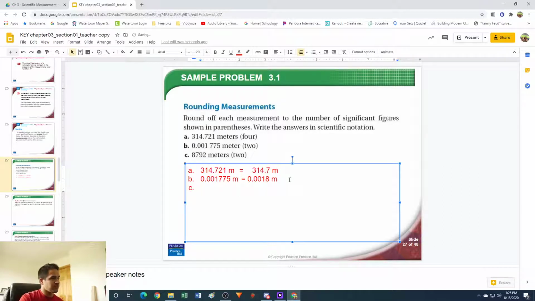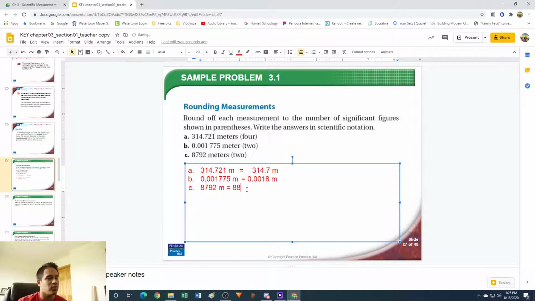All right, as for the third one, 8,792 meters. This one needs to be rounded to 2 sig figs. Now this one is a little bit tricky, but we're gonna try to do it, make sure we understand. So we need to round this to 2 sig figs, which means the 8 and the 7 are our first 2 significant figures, okay? 8 and the 7. And then the 9 is going to round the 7 up to an 8 because, of course, 9 is higher than 5. So the 7 now is going to become an 8.